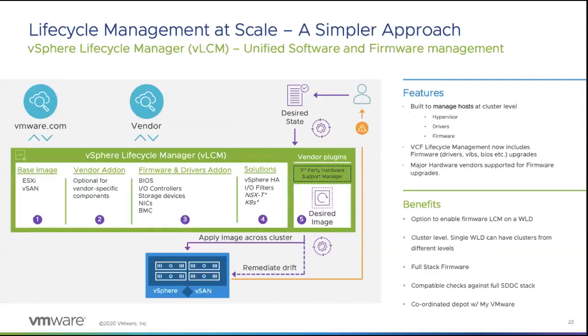Then the vLCM, right? Now this is introduced in vSphere 7. So vSphere 7 introduces an entirely new solution for unified software and firmware management. vLCM is the next generation, and it's a replacement for vSphere Update Manager. Though at present both vLCM and vSphere Update Manager are being used, eventually it's going to completely replace it. But as of 4.0, both of them are used for different functions. Basically, this is based on the desired state or the declarative model.